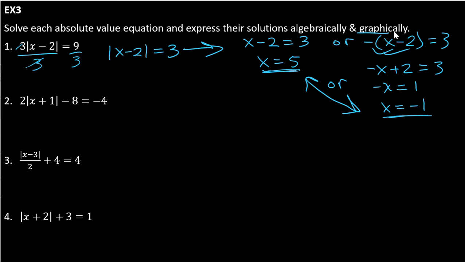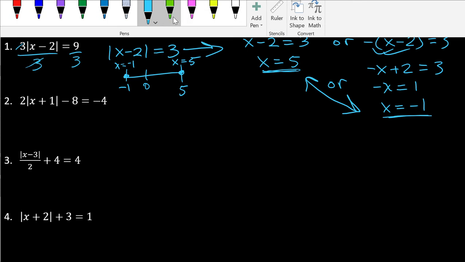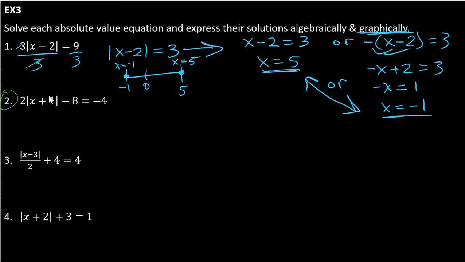Okay, and if we want to represent our answer graphically, well, that just means using the number line. So x is 3, right? No, where did I get a 3 from? What's the matter with me? 5, I just saw it. And we'll say 0 is here, and then negative 1 is right here. X is negative 1, or x is 5. Easy peasy. Okay, number 2 now.